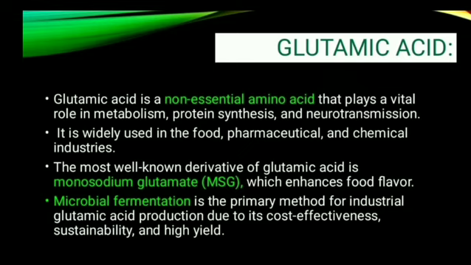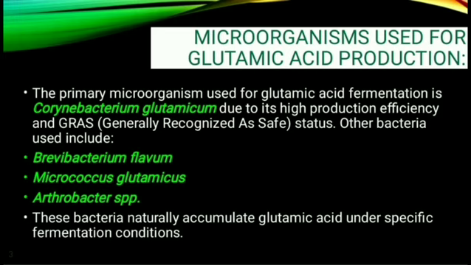And microbial fermentation is a primary method for industrial glutamic acid production due to its cost effectiveness, sustainability, and high yield. Now we will see what are the microorganisms used for glutamic acid production. The primary microorganism used for glutamic acid fermentation is Corynebacterium glutamicum due to its high production efficiency. Other bacteria we also use include Brevibacterium flavum, Micrococcus glutamicus, and Arthrobacter species. These bacteria naturally accumulate glutamic acid under specific fermentation conditions.